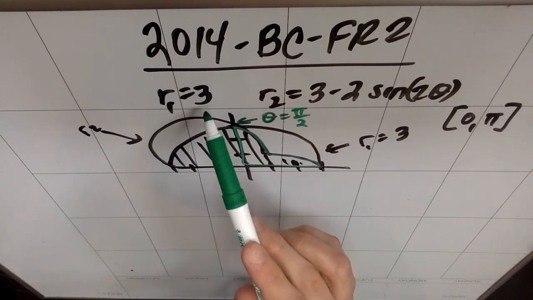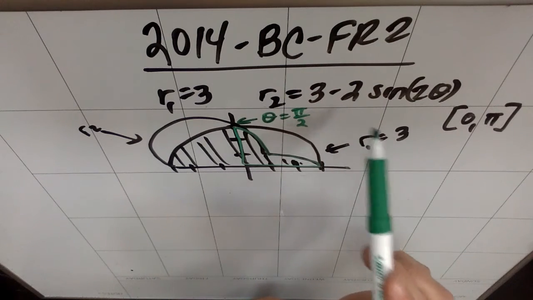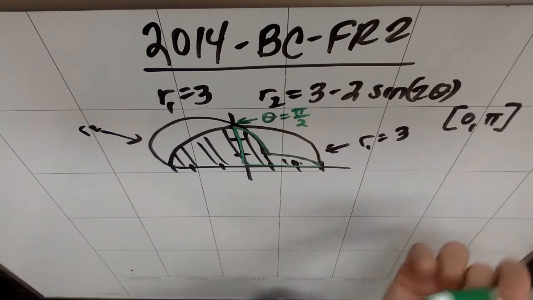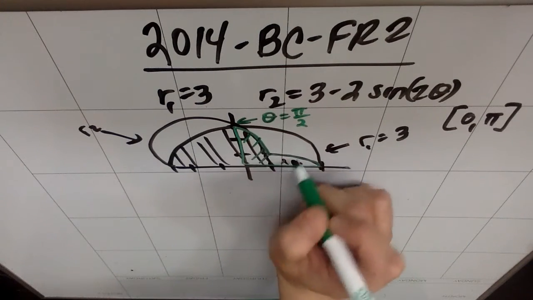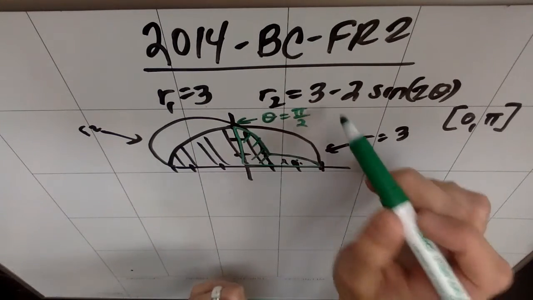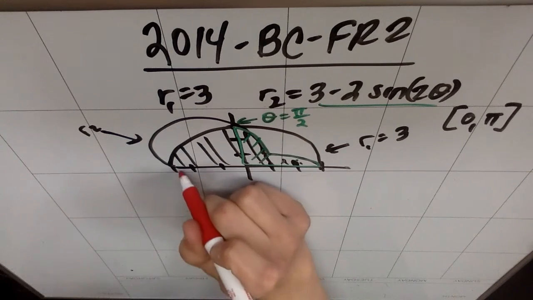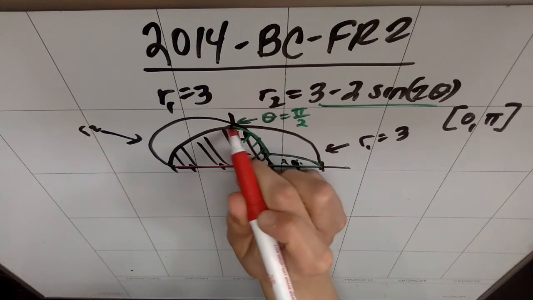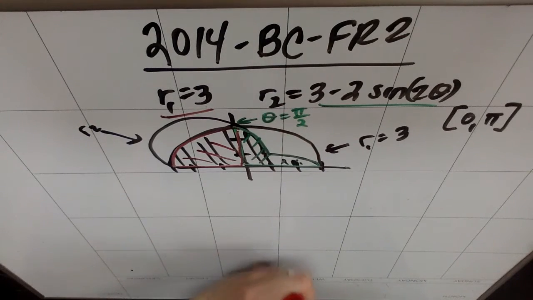Like, this one's always a 3, and if you plug in a pi over 2 here, you're going to get 3 minus 2 sine of pi, which is 0. So sure enough, they intersect at pi over 2. So either way, this area is inside this curve, and then this area over here is inside this curve. So technically, what you really want to do is write it as two separate integrals, but I'm going to show you why a lot of people chose not to do that in a sec.